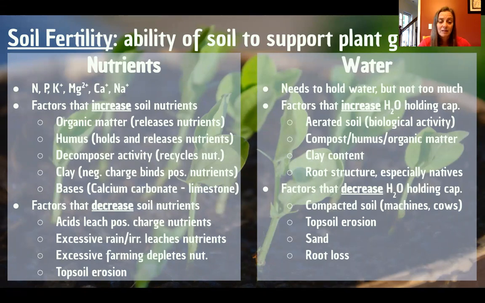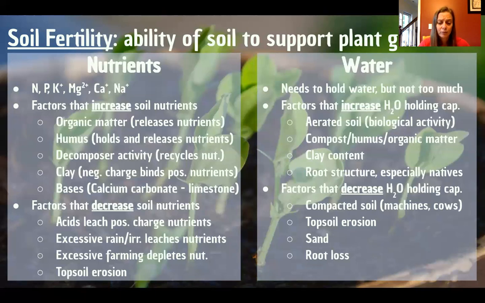Also having bases in your soil. So a basic parent material like a calcium carbonate or a limestone is going to help a soil hold on to nutrients. Factors that are going to decrease soil nutrient would be acidic soil or lots of acid rain, because those acids are going to leach those positively charged nutrients. We're going to get a high alluviation horizon, and those nutrients are going to be leached out of the soil.